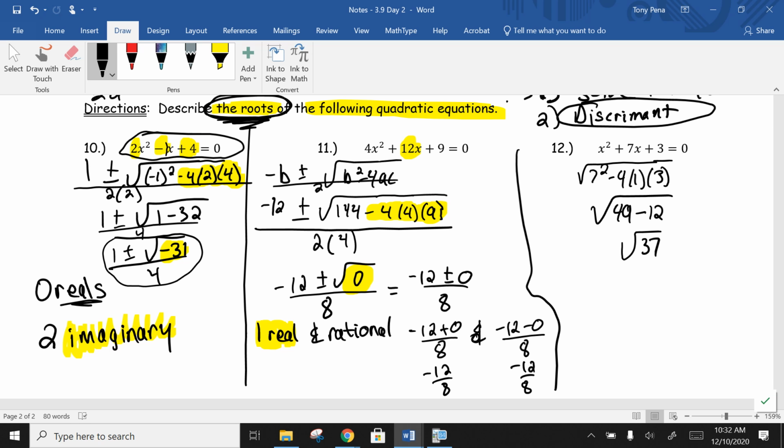All right, so we get real solutions, right? As long as we don't get a negative number underneath there, we get some real solutions. We get 2 real solutions. And since this is now an irrational number, can we take the square root of 37? No, so that's irrational. That means our two real solutions are irrational solutions.